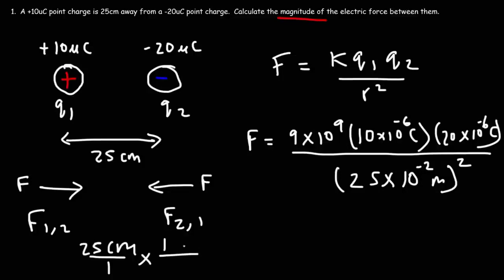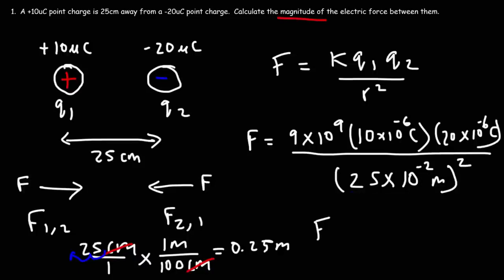You can multiply 25 centimeters by 1 meter over 100 centimeters. And this will give you 0.25 meters when you divide 25 by 100. Or you can move the decimal point 2 units to the left. That will give you 0.25 meters, which is the same as 25 times 10 to the negative 2.